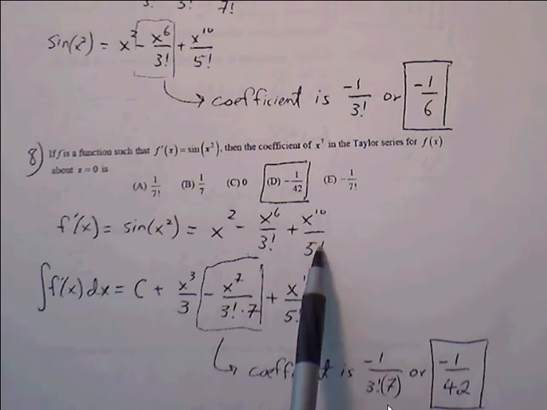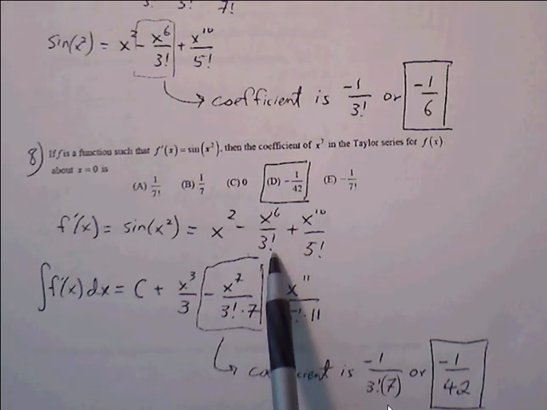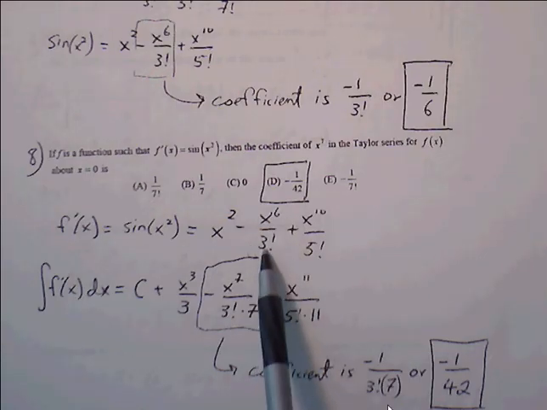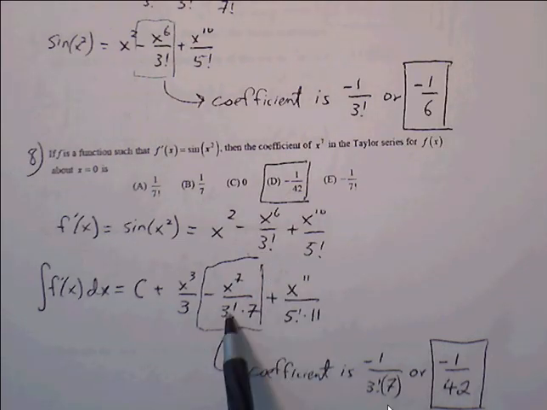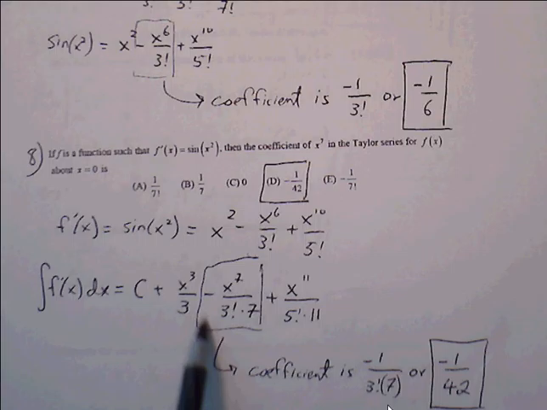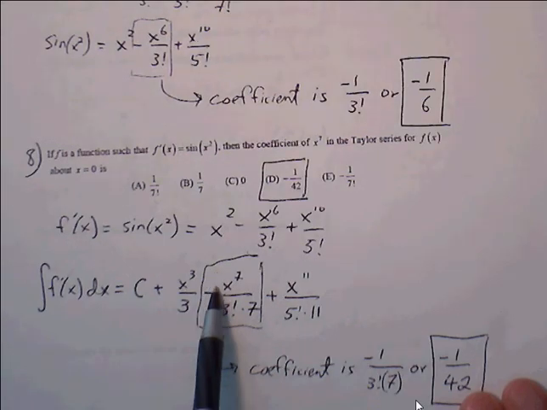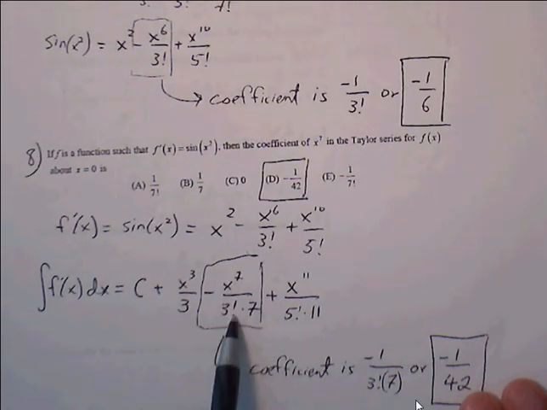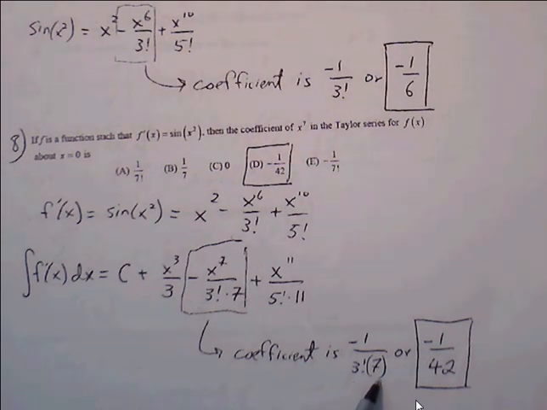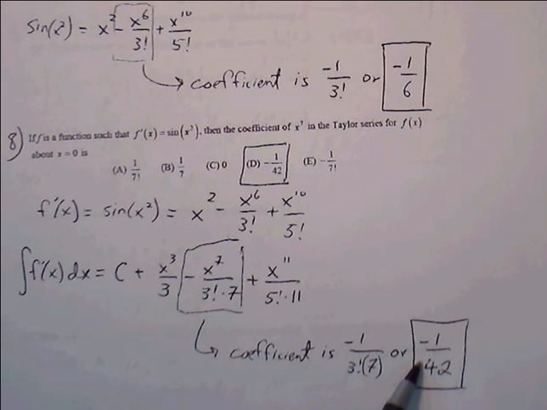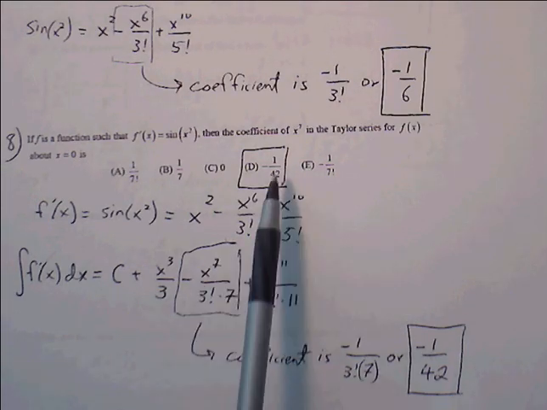So the integral of f prime is the same thing as finding the integral of x squared minus x to the 6th over 3 factorial. So the integral for x squared becomes x cubed over 3. The integral for x to the 6th over 3 factorial becomes x to the 7th divided by 3 factorial times 7. So now this is the term that we are interested in for x to the 7th. Now the coefficient for this expression would be negative 1 over this entire denominator. So negative 1 over 3 factorial times 7. So 3 factorial is 6. 6 times 7 is 42. So negative 1 over 42 will be the coefficient for this x to the 7th. So therefore answer D.